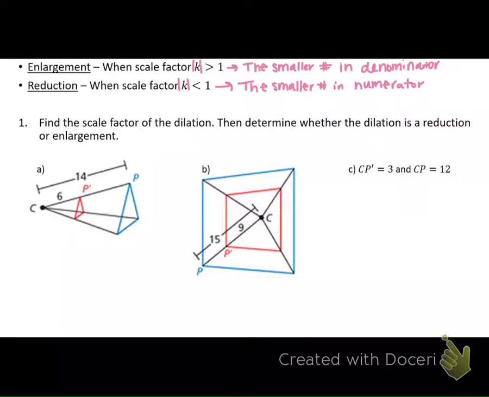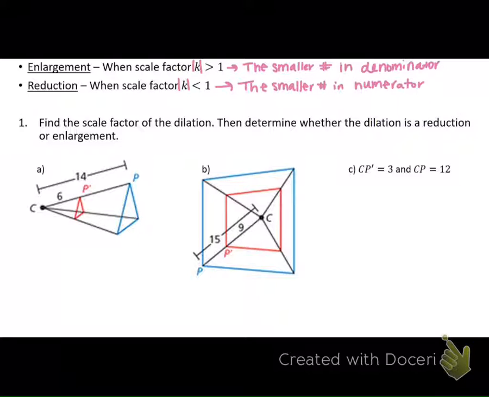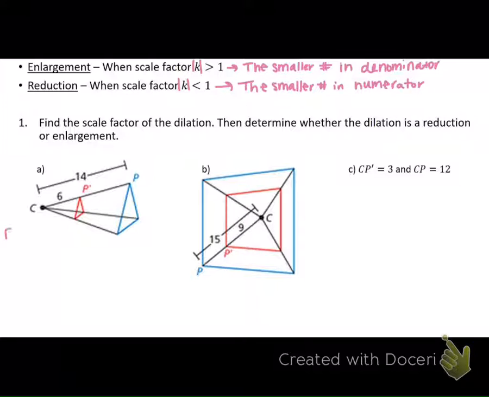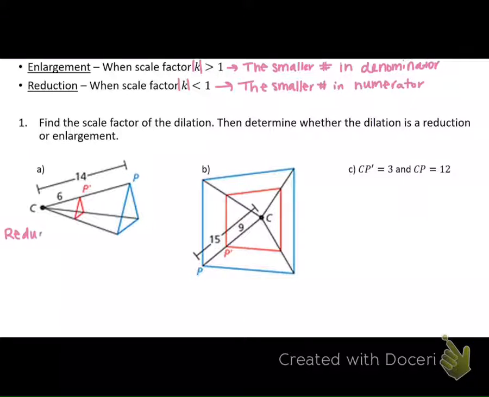So it says, find the scale factor of the dilation. Then determine whether the dilation is a reduction or an enlargement. So first of all, remember when we're looking at transformations of any sort, dilations of any sort, P is the pre-image and P prime is the image, right? So we're going from P to P prime. So if we're going from P to P prime, are we getting bigger or smaller? So is that a reduction or an enlargement? So this is a reduction. So we're going to say reduction here, and now we have to figure out the scale factor.